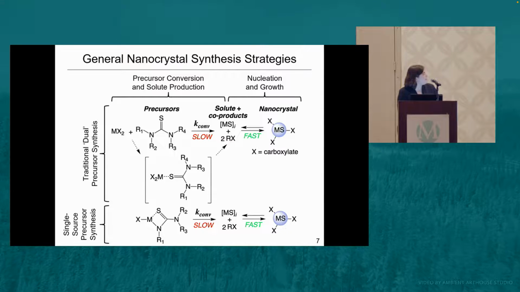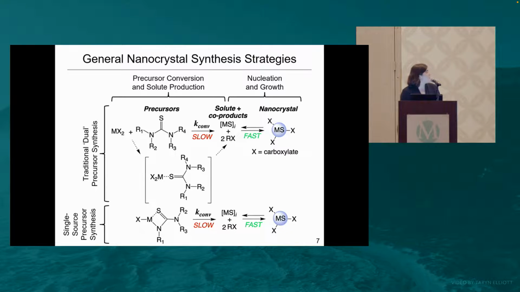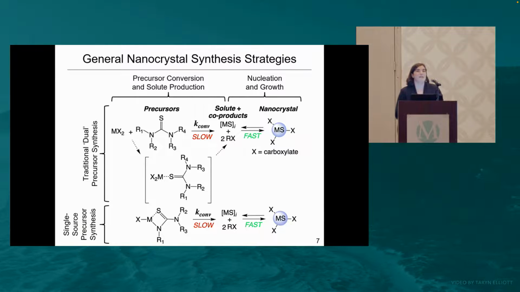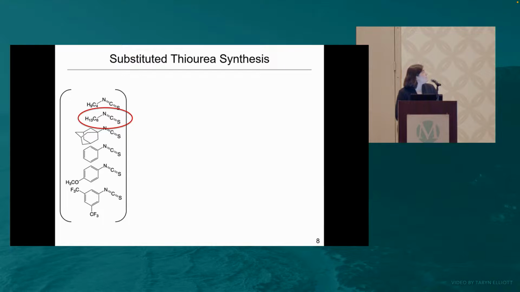Because the metal and sulfur are already closely associated, we would suspect that our single source precursors need different amounts of energy compared to two separate precursors to react. To walk us through how our group is producing these thioureas: you can make thousands of these thioureas depending on what substituents you first use.